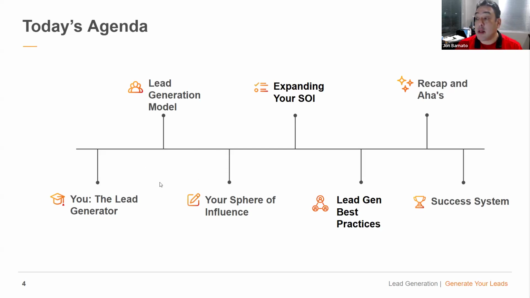We're going to talk about the lead generation model, and I'm going to show you a few tools that I use personally in my real estate business to help me track my leads and my clients. You want to get in this mode of how you track your clients, how the lead generation model works, and how we convert people to our clients. And we're going to talk about your sphere of influence.